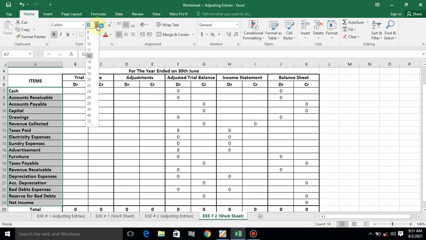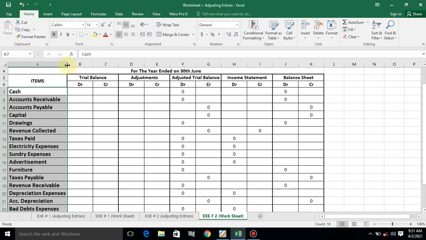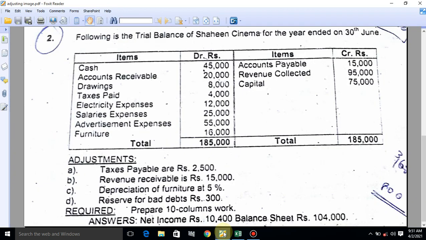Let me increase the size so that it can be more prominently visible to all of you. Now you can see clearly these items are taken from trial balance. You can see the trial balance here. All these items are available to you on debit side as well as on credit side. Different items are given to you, so I have taken all these items from the trial balance.